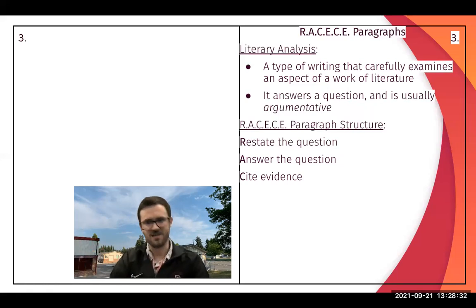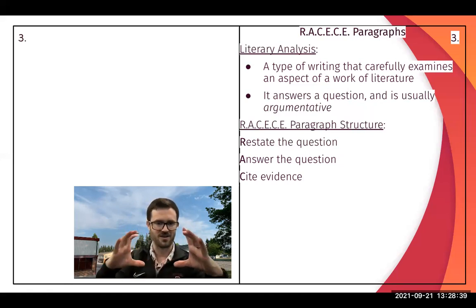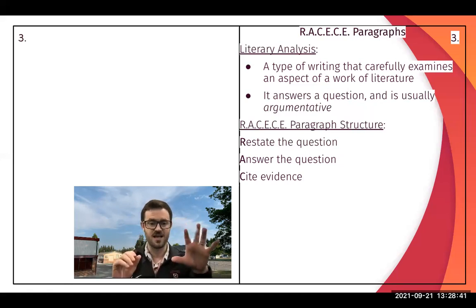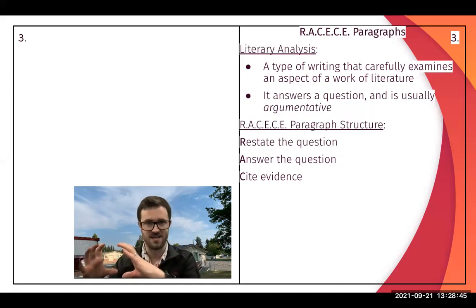Don't forget as well, when you cite evidence, to give a little bit of context to set it up, and also to have your parenthetical citation, where you have the author's last name and the page number in parentheses right at the end of that quote that you took straight out of the story, okay?